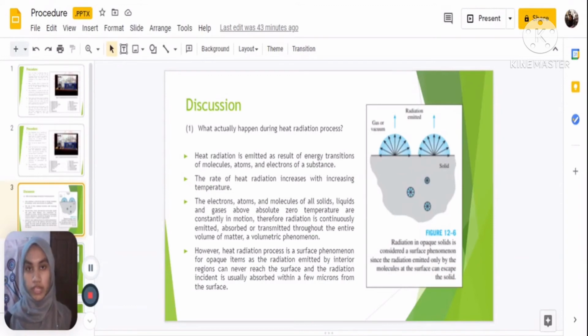Assalamualaikum and good morning. I am Raning Kustigiana, MA18234 from Group 4. We will be presenting the discussion for the heat radiation laboratory. For the first question, what actually happens during the heat radiation process? First, we need to know what heat radiation is. Heat radiation is emitted as a result of energy transition of atoms, molecules, and also electrons of a substance.